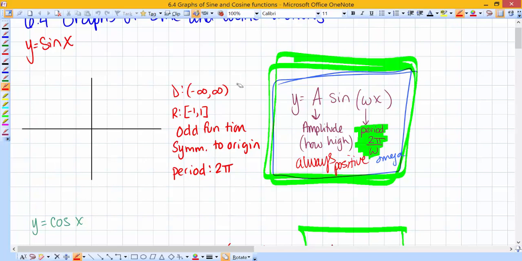From 6.3, we know our domain is negative infinity to infinity and our range is negative 1 to 1. We also know that it is an odd function, therefore it is symmetric to the origin. We also know that one cycle is 2 pi, because one full revolution of the circle is 360 degrees, and in radians that is 2 pi.